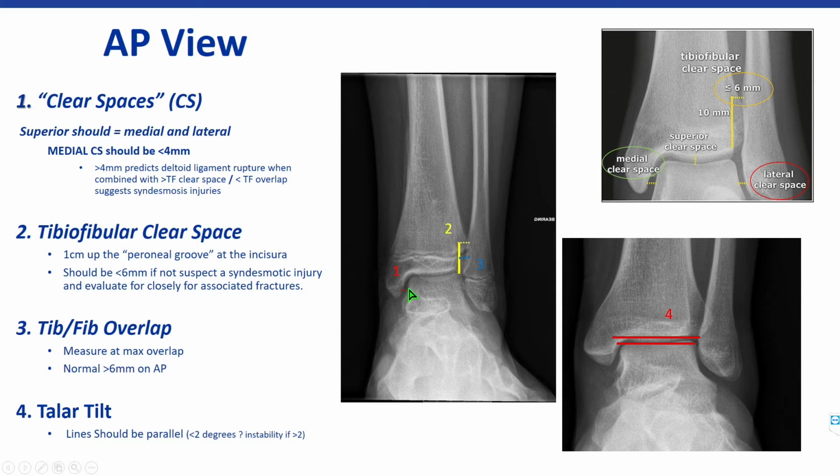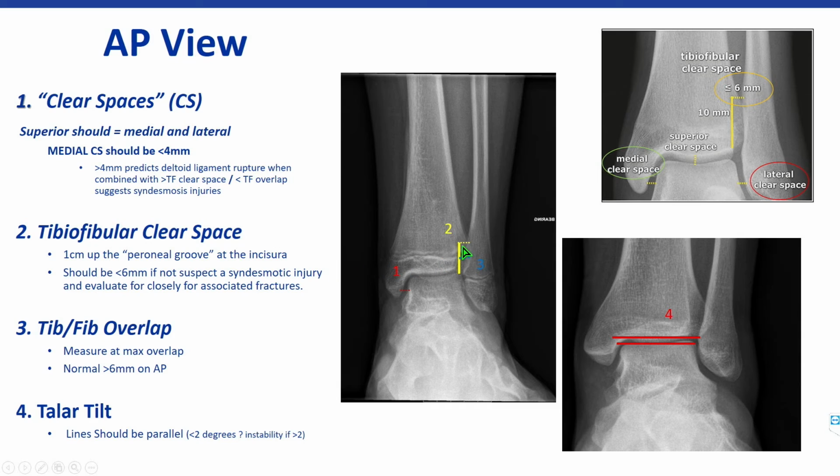4 millimeters is kind of the threshold. We generally say that if it's greater than 4 millimeters, then there is a rupture of that deltoid ligament. When you combine that, particularly with the increased tib-fib clear space or decreased tib-fib overlap, there's certainly a suggestion of syndesmosis injuries. The next thing is the tibiofibular clear space.